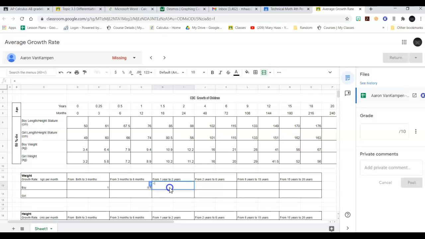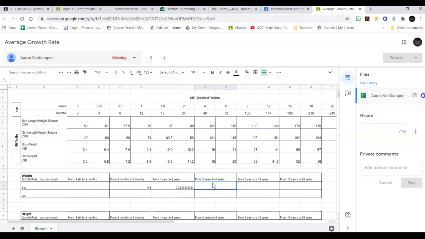Now I'm going to say equals 2.8 divided by, now I'm going to take 24 minus 12. And I'm going to do that in my head. 24 minus 12 is 12. So I'm going to take that and divide it by 12. And there's your answer, 0.23 repeating. You can just leave it just like that.